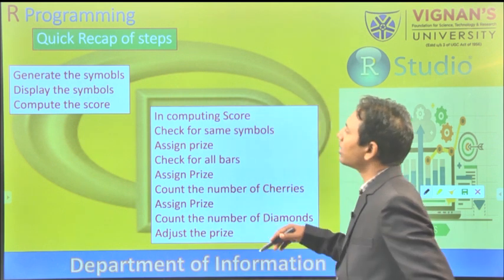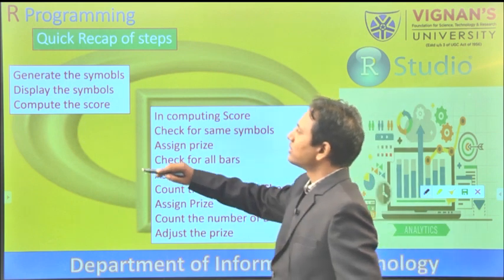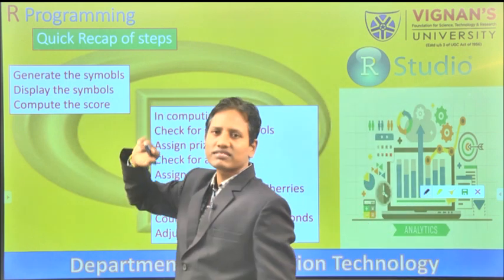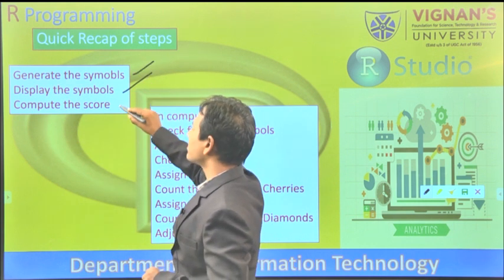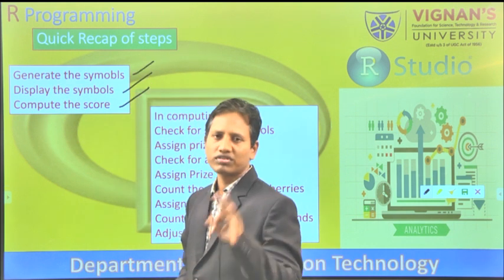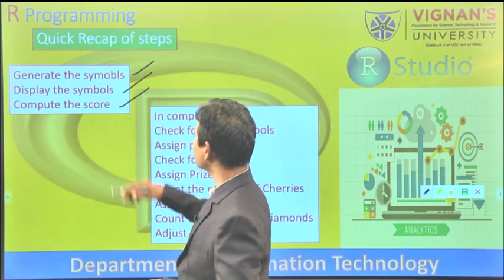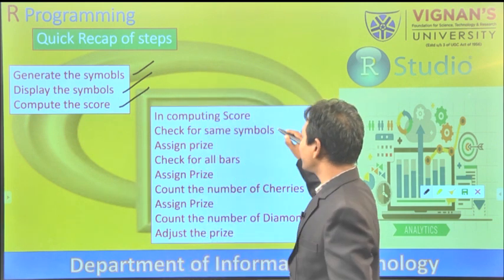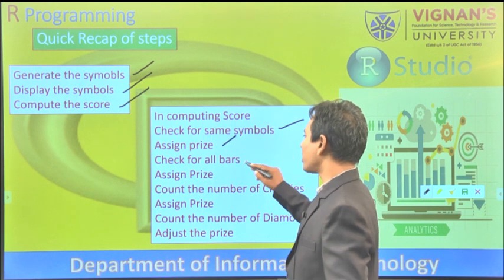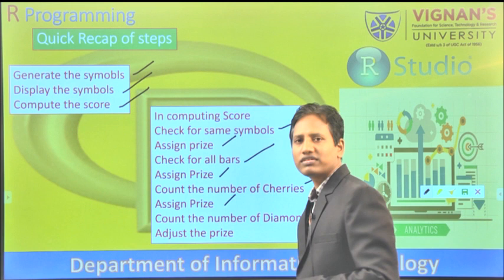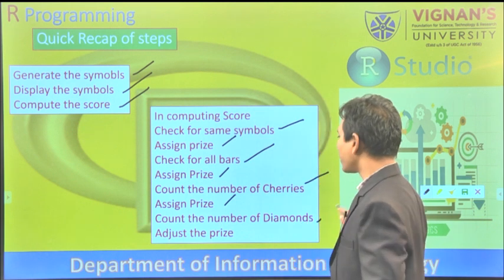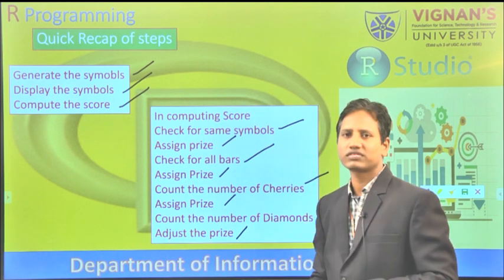So before going to that one, a quick recap. Our complete task is 3 steps: generate the symbols, show the symbols, and compute the score. And under computing the score, check for same symbols, assign the prize, check for all bars, assign the prize, count the number of cherries, assign the prize, and count the number of diamonds and adjust the prize.